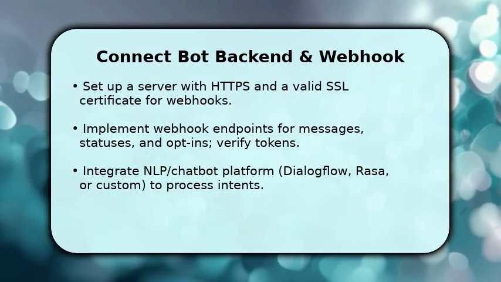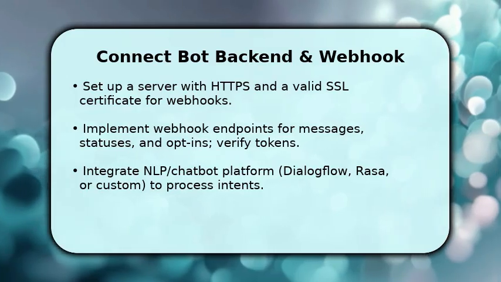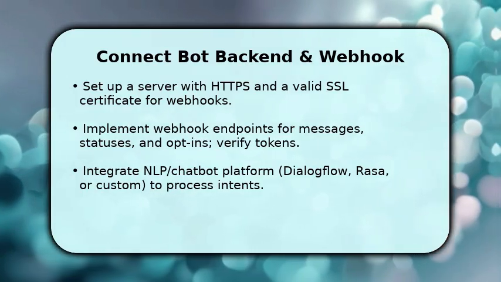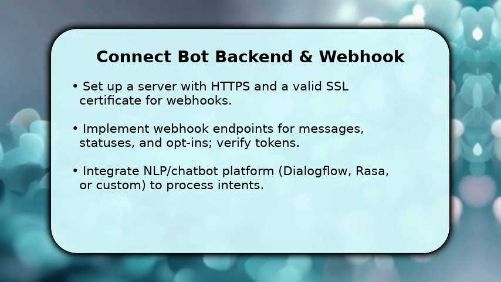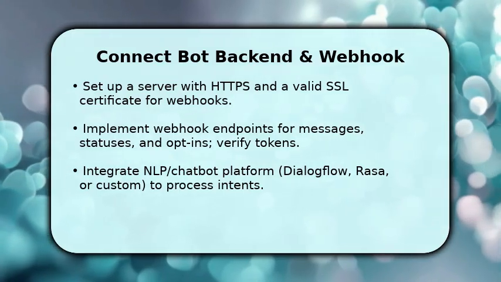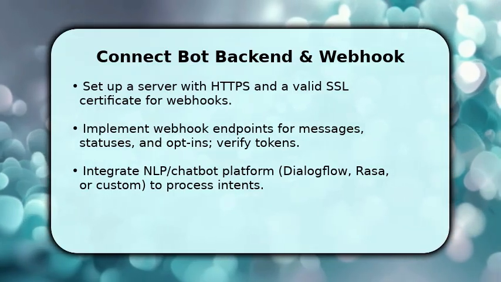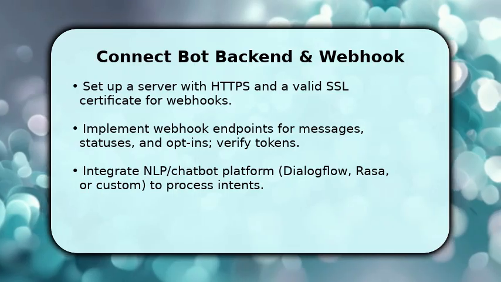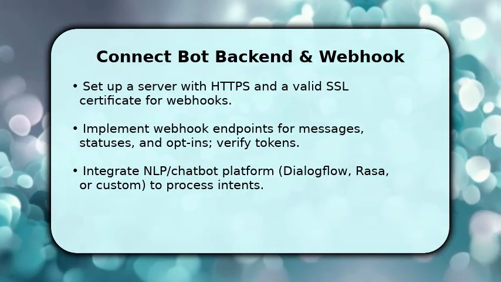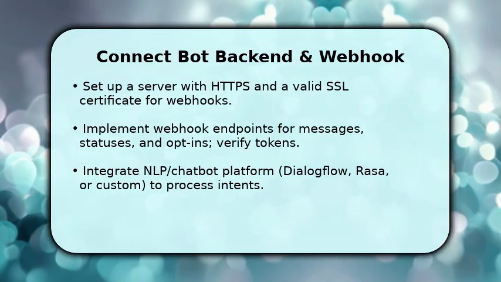Now you connect your chatbot logic. Deploy a secure server and expose an HTTPS webhook endpoint. WhatsApp requires SSL and verified tokens to accept callbacks. Next, configure incoming message routing. Parse payloads, handle text, media, and message statuses, then forward content to your NLP engine. Integrate your chosen platform, Dialogflow, Rasa, or a custom model, so the bot maps intents to responses.